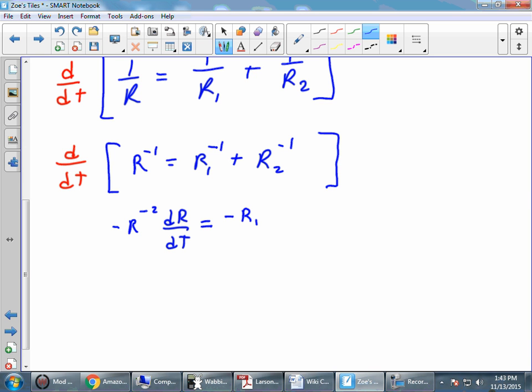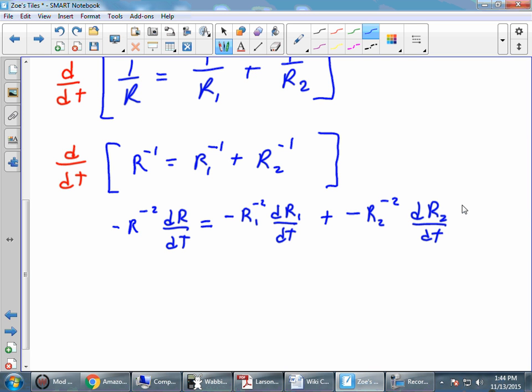R sub 1 to the negative 2 dr sub 1 dt. You're right, it is the same thing. Plus, last one, Marina, r sub 2 to the negative 2 dr sub 2 dt. Okay. Now, I think at this point we can go back to fractions.